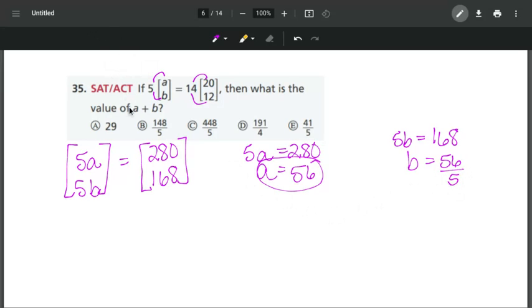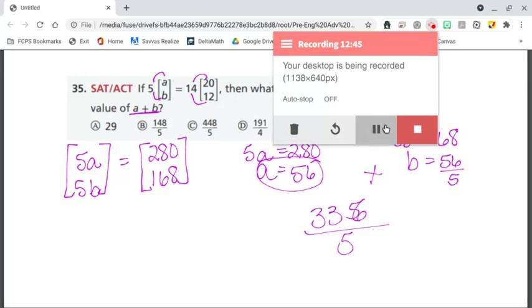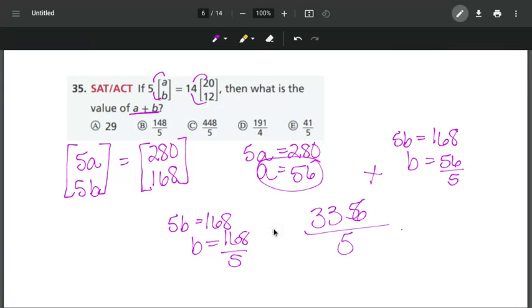The question doesn't ask me for A, it doesn't ask me for B, it asks me for A plus B. So if I add 56 plus 56 over 5, I'm getting 336 over 5. Which is not an option, so hang on, let's look at this. There was a division error. 168 divided by 5 is not 56 over 5. It's 168 over 5. So go with this right here.